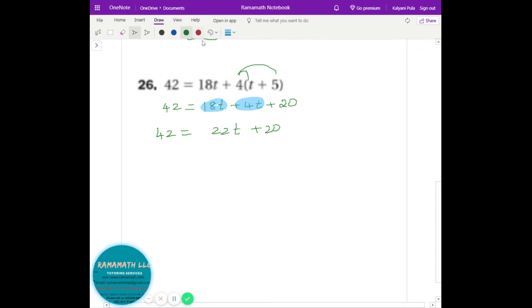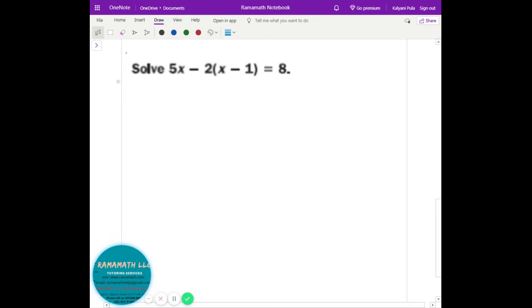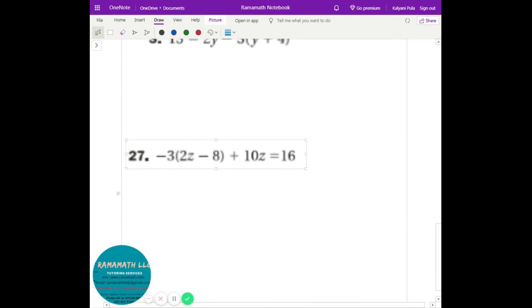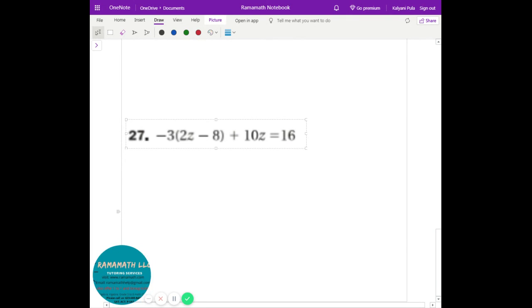Good. Now you bring the positive 20 to the other side, that becomes minus 20. So that gives you 22 equals 22t. So you can divide it by 22. Oh, yeah, we did this. That's one. This one has a negative in front. Make sure to carefully distribute it. All right, let's try the next one. Careful with the negative distribution out there.